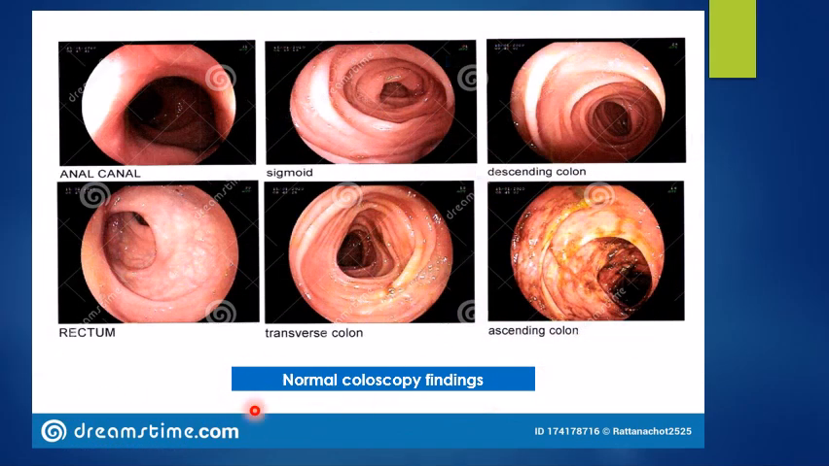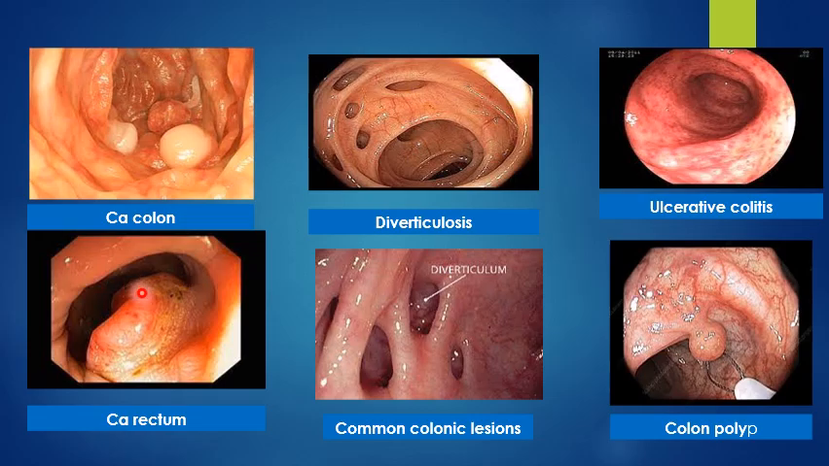Okay. This slide shows you the normal colonoscopy findings in the various parts of the lower GI tract. Here you have the anal canal, rectum, transverse colon, sigmoid colon, descending colon, and ascending colon. These are all normal pictures of the various parts of the large intestine. And here are some pathological changes that can take place. This is a tumor here, carcinoma of the sigmoid colon. Here is carcinoma of the rectum. Okay, a very polypoid lesion here. These are usually biopsied to confirm the diagnosis.